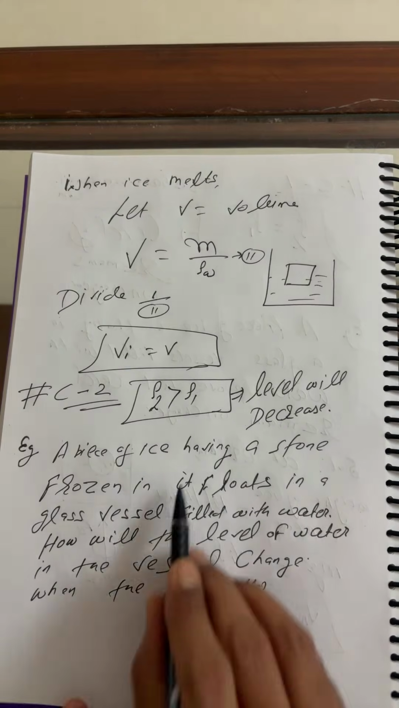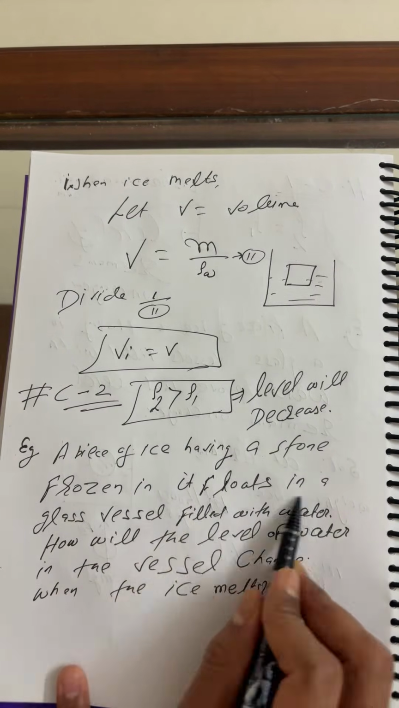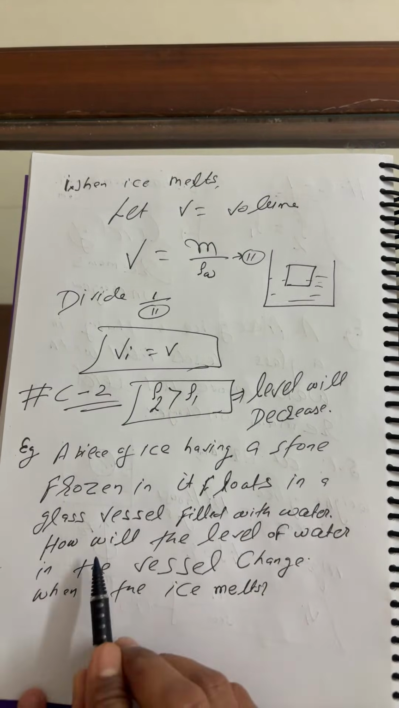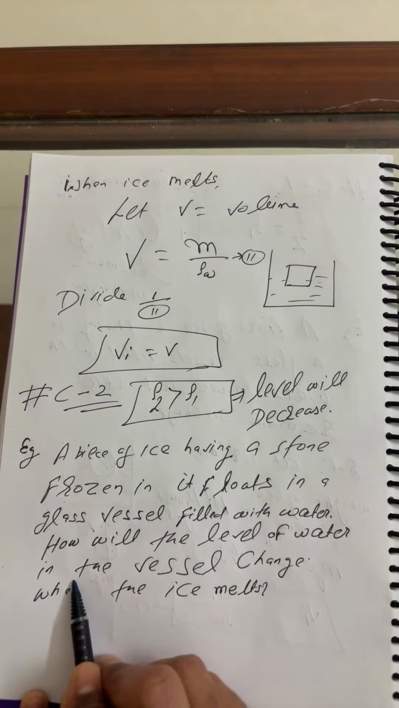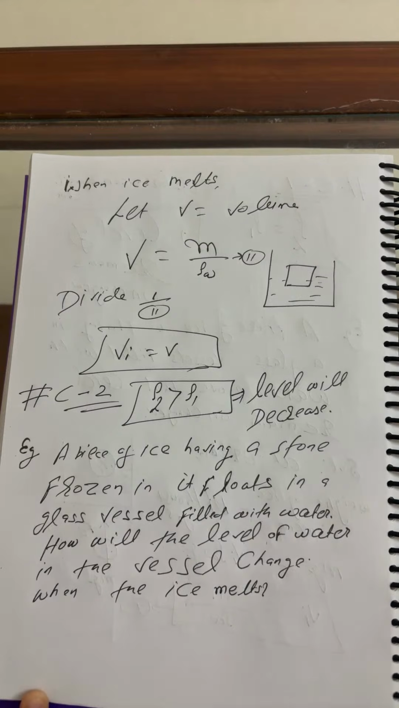A piece of ice having a stone frozen in it floats in a glass vessel filled with water. How will the level of water in the vessel change when the ice melts?